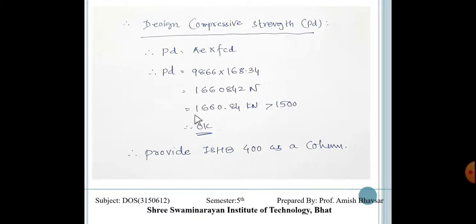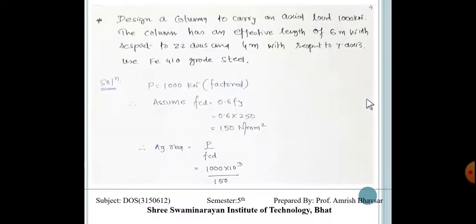166.0842 kilonewton, and so we will get 1660.84 kilonewton, which is greater than 1500. So it is okay. Now we can provide the section which satisfies all our conditions. So this taken section is okay and safe for the column. These kind of examples are mostly used in actual practice.